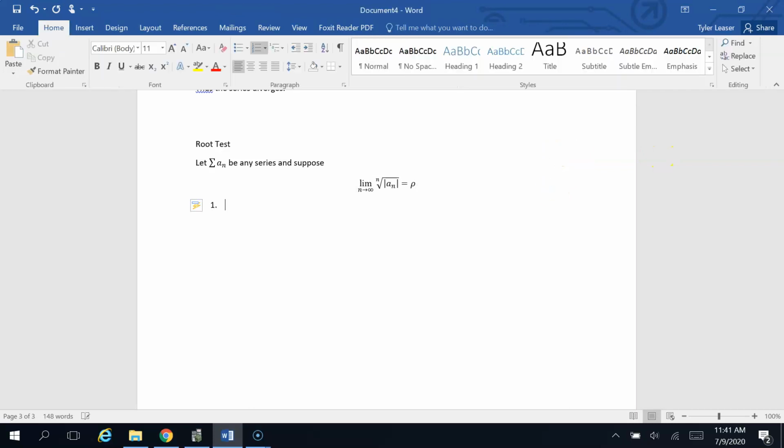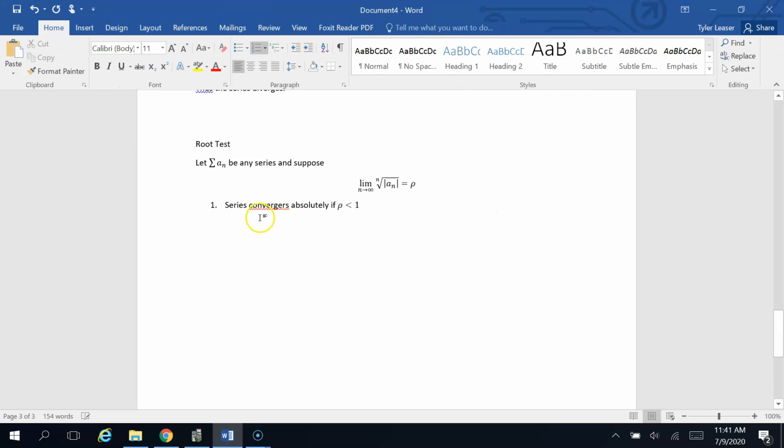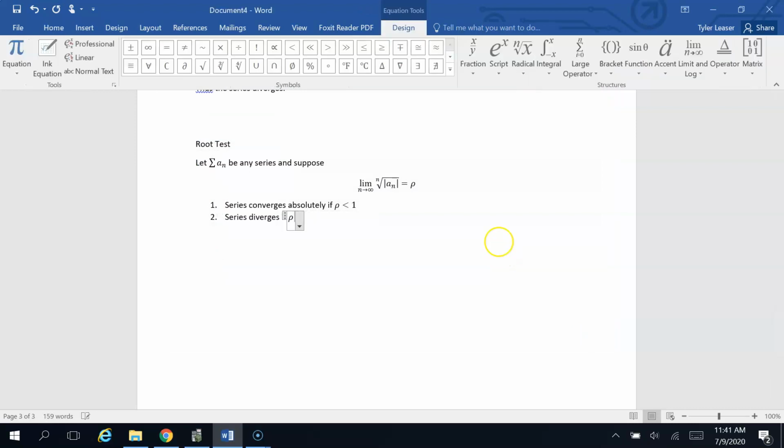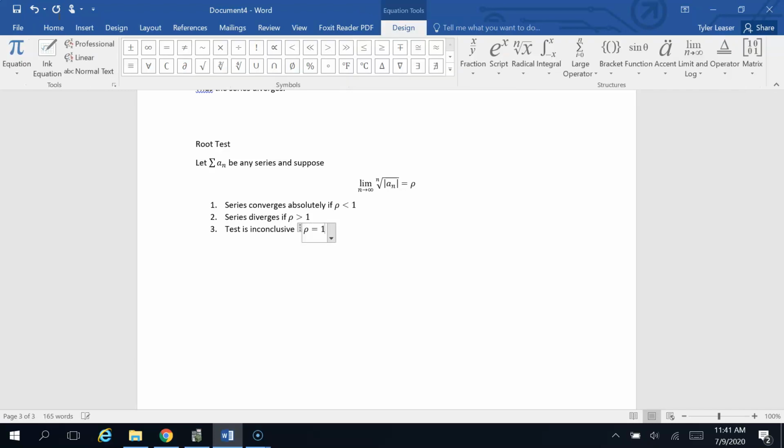Then there's going to be three possible outcomes, and they're the same outcomes from the ratio test. The series converges absolutely if that rho value is less than 1, the series is going to diverge if that rho value is greater than 1, and then the test is inconclusive if that rho value is equal to 1.